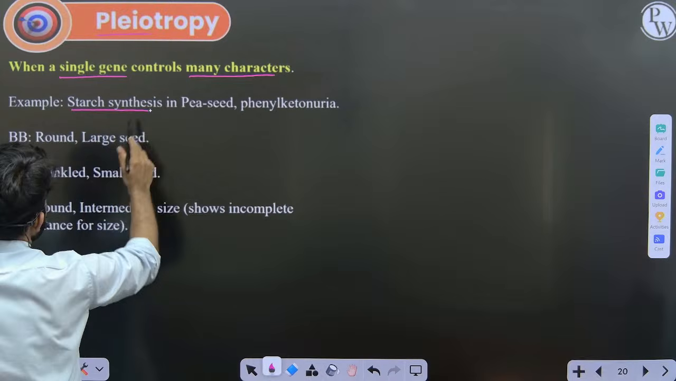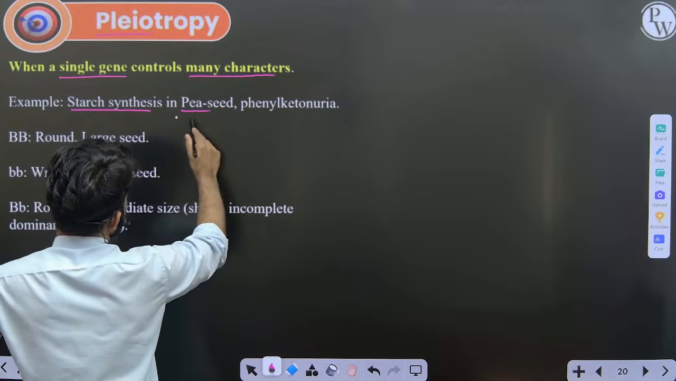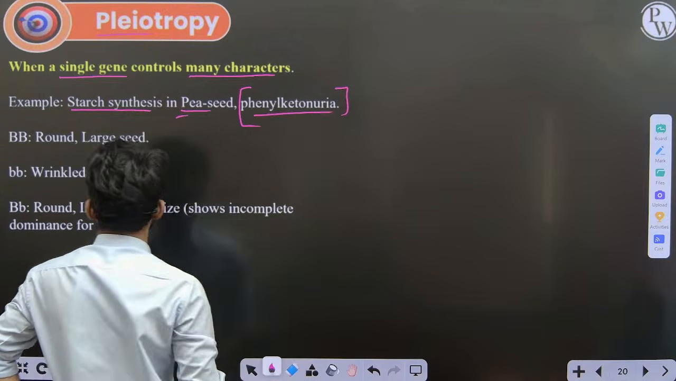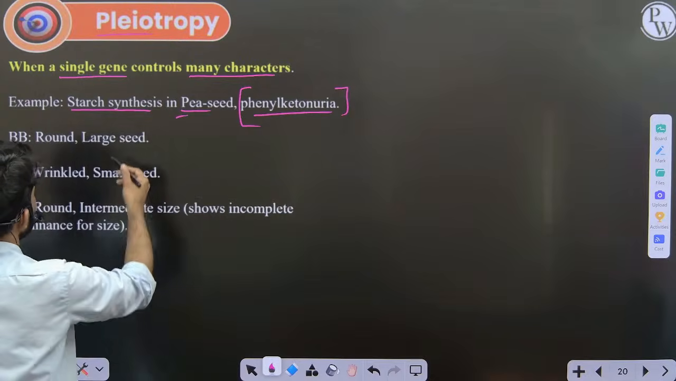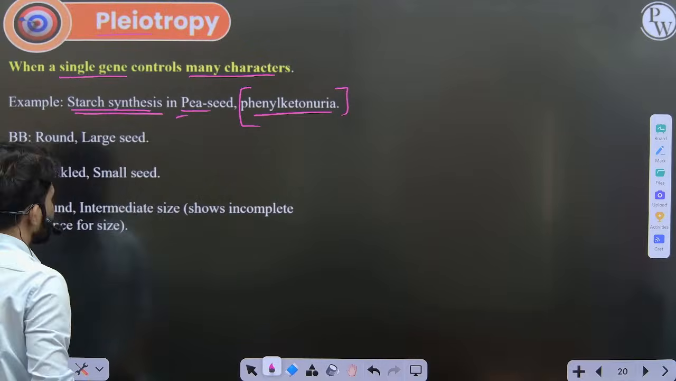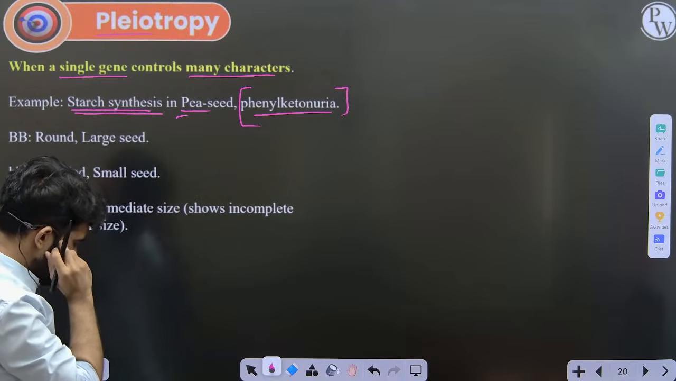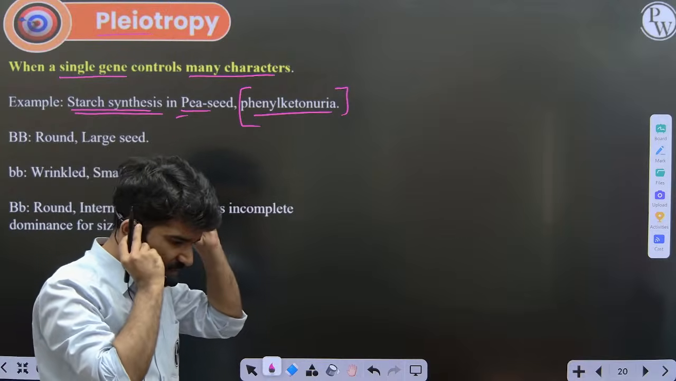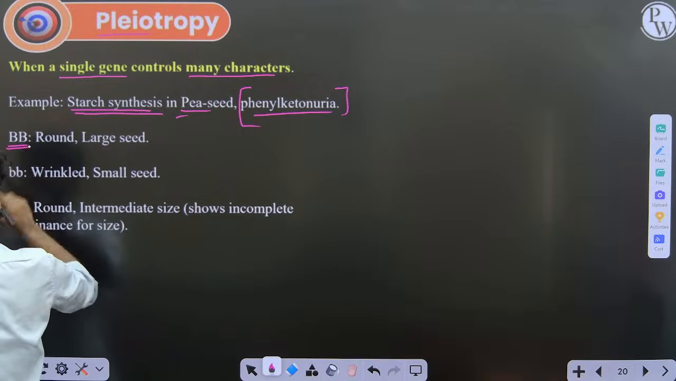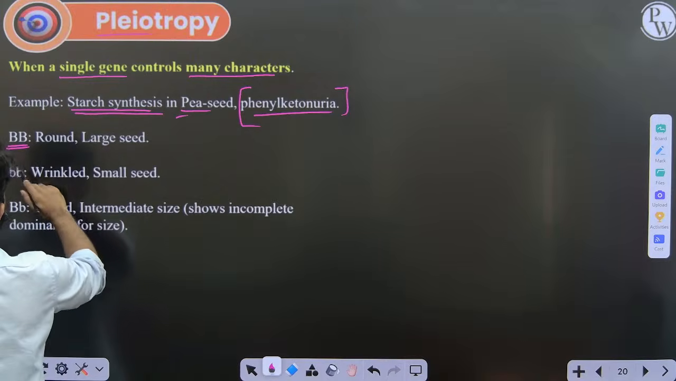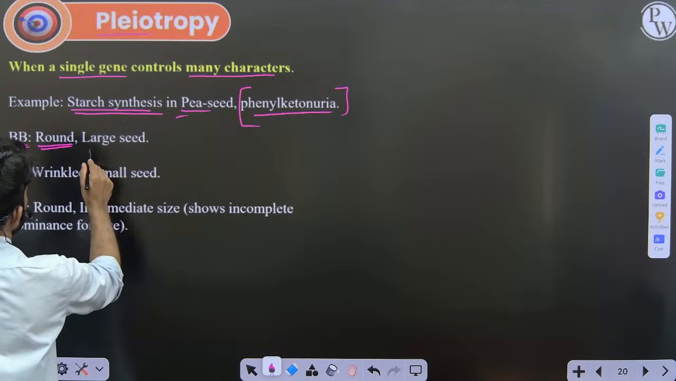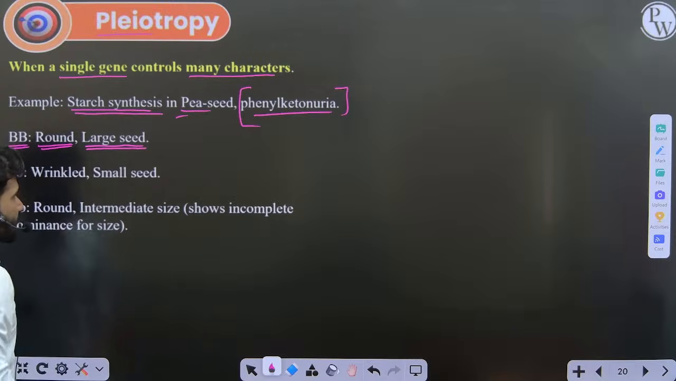One is starch synthesis in pea seeds. Another common popular example is phenylketonuria. First, let us study how only one gene controls the characters in the seed. That is starch synthesis. If more starch is synthesized, the size of the seed is increased. So here the gene is B, with alleles capital B as well as capital B. So here the seed shape is round as well as the size is large.